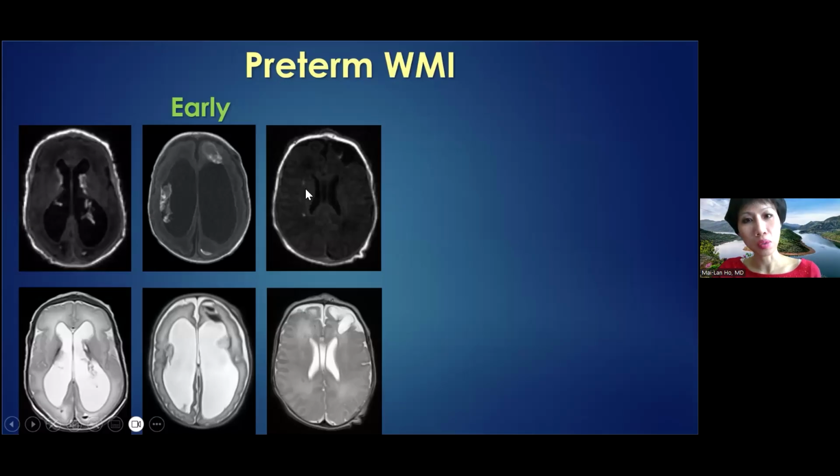Mineralization with this T1 bright, T2 dark signal. And the T2 stuff is kind of more variable because it's kind of already watery, so it can be a little hard to tell, but the T1 can actually be very, very helpful.